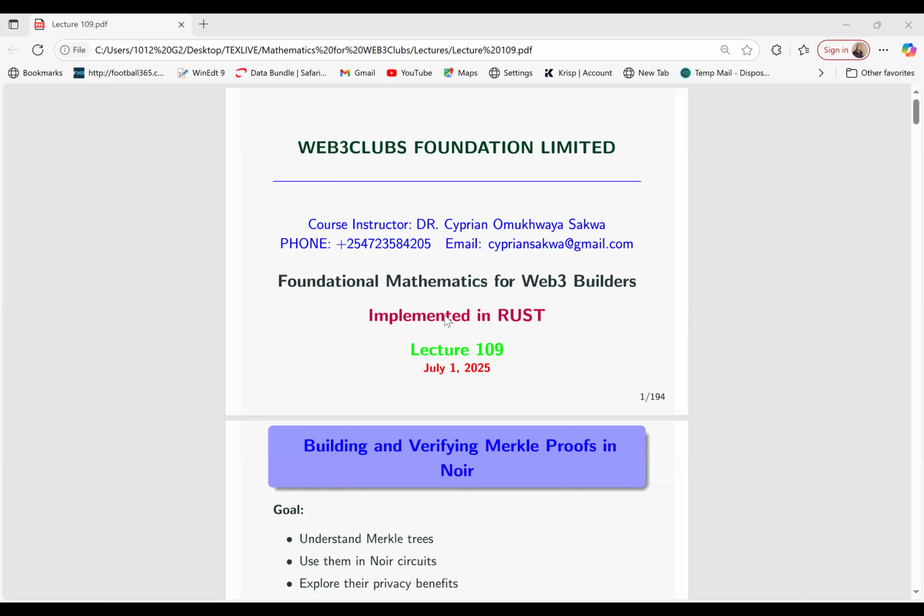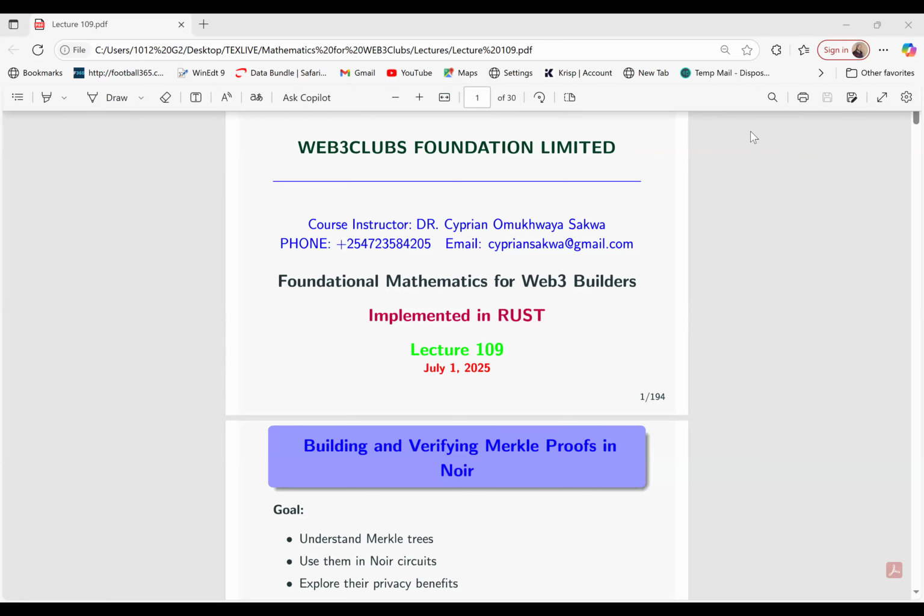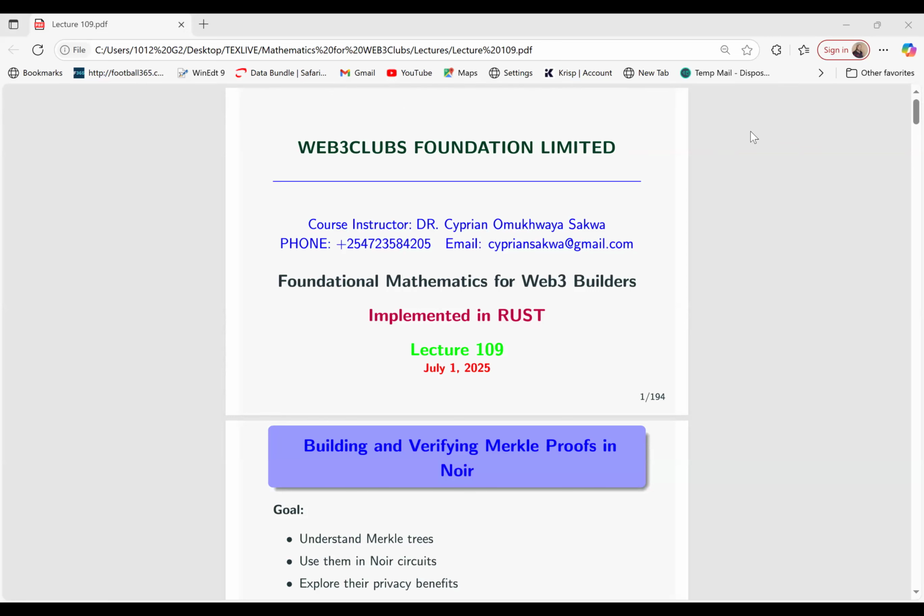Welcome to our class today as we continue with our study on building and verifying proofs in Noir. So this time we'll be looking at how to build and verify Merkle proofs in Noir.